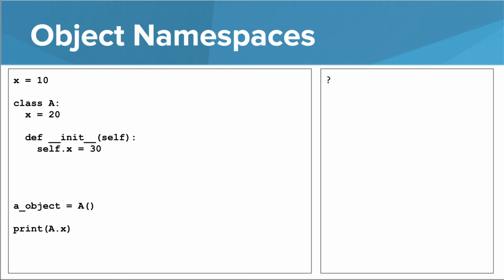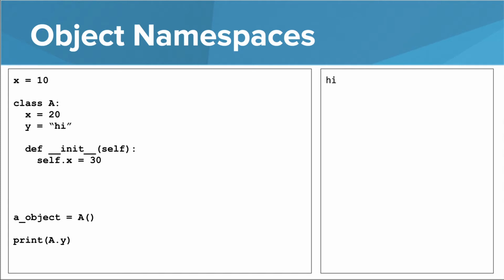What if we print out a.x? What's that going to find? Well, we're hopping into A's namespace and grabbing the x within A's namespace. So that will print out 20. What about a.object.x? Well, in this scenario, we're hopping into the a.object's namespace. And inside the object, x is equal to 30. So this will print out 30.